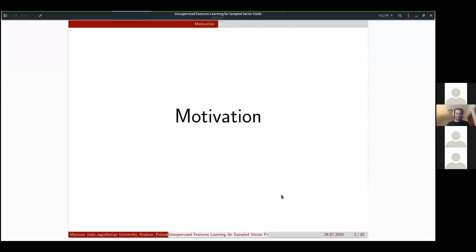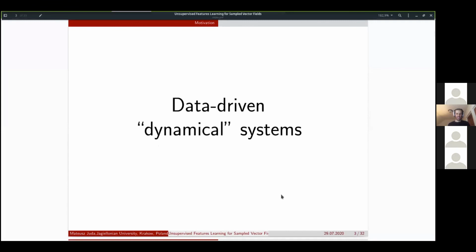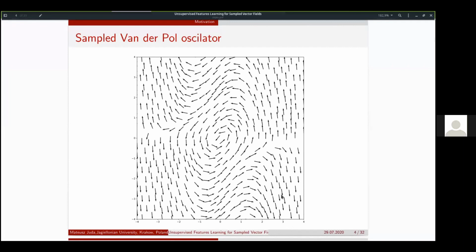So our motivation is to talk about data-driven dynamical systems. So what we understand by that is just a bunch of points with vectors attached at each point. Here on the picture you can see a simulated van der Pol oscillator, and at some points on the plane we sampled the vector field and just plotted the arrows. That will be just our data, nothing more. We do not know anything about the system which generates the data. We only know the data itself.